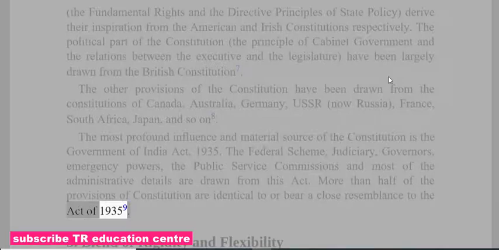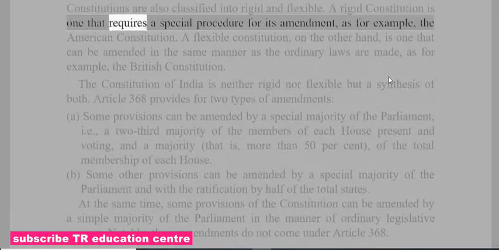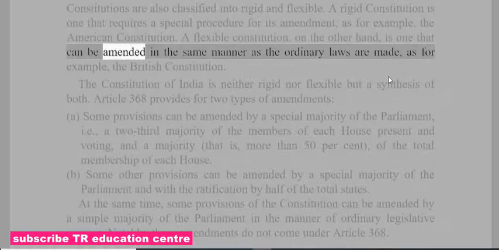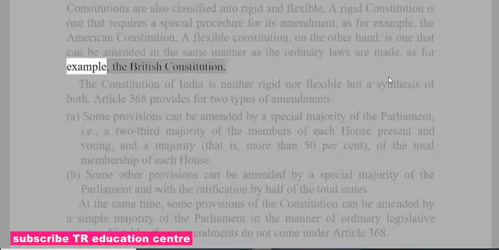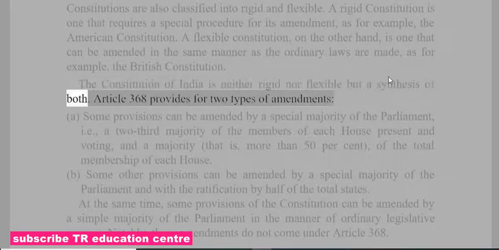3. Blend of rigidity and flexibility. Constitutions are also classified into rigid and flexible. A rigid constitution is one that requires a special procedure for its amendment, as for example, the American Constitution. A flexible constitution, on the other hand, is one that can be amended in the same manner as the ordinary laws are made, as for example, the British Constitution. The Constitution of India is neither rigid nor flexible but a synthesis of both.